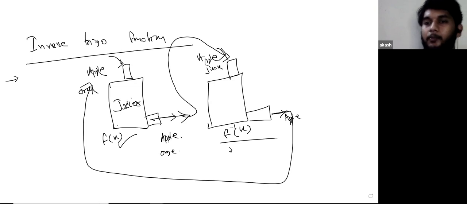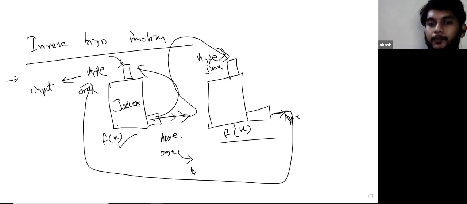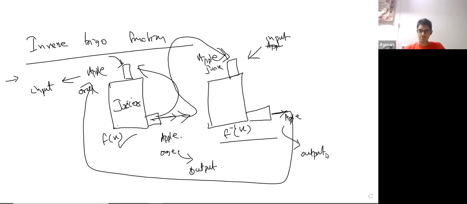All right. So basically what it does is it changes the input and output. Here the input was apple and output was apple juice. But in inverse function, what happens? Input is apple juice and output is apple. This thing is clear?